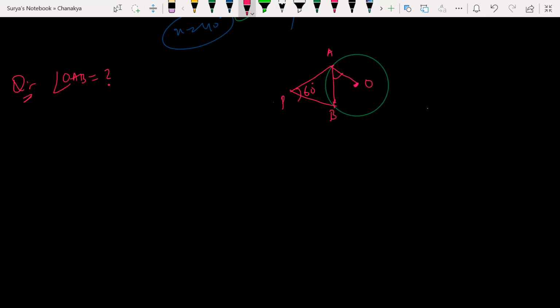Make it fast. Sir, are AP and PB tangents? Yes. Okay, tangent only, no? Look at this, touching the circle at one point. Yes, sir. I was asking because the diagram looks like it would be a secant. No.